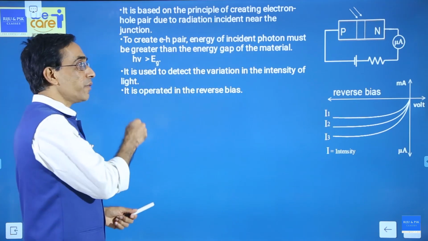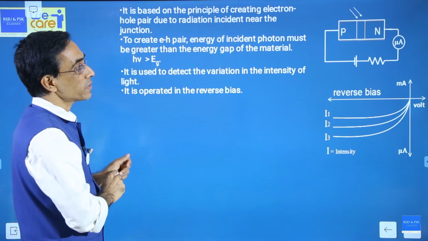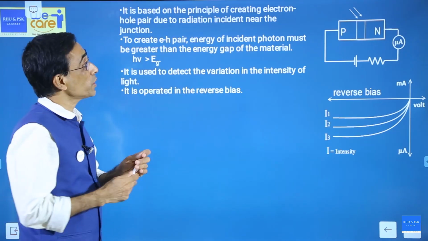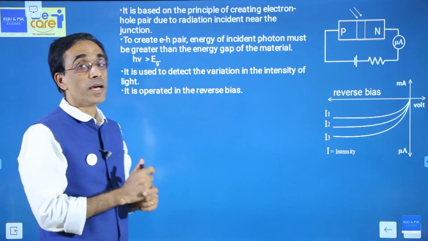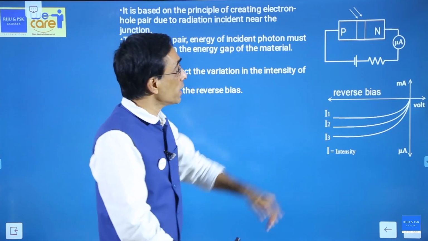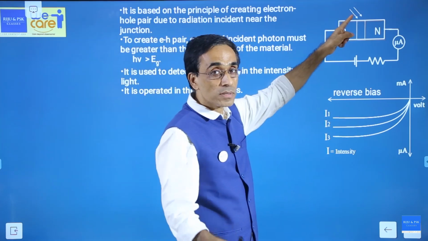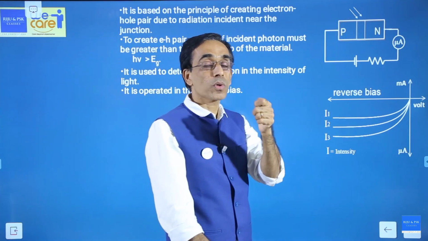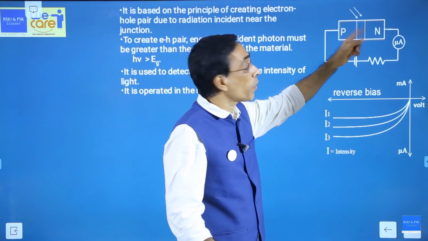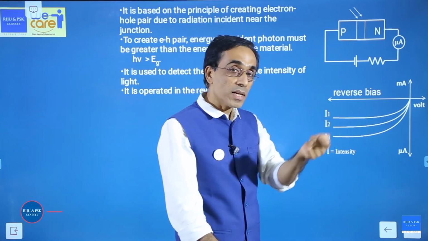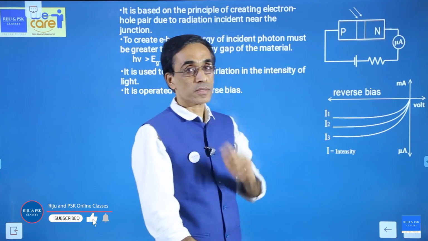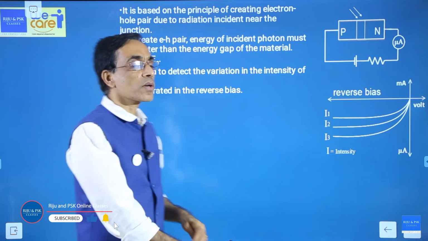So by measuring the variation in the current in the device, you can measure the variation in the intensity of light. What is the use of photodiode? It is to detect the variation in the intensity of light. How does it work? When the intensity of the light falling varies, the number of electron hole pairs will change. That will change the optical current. By measuring the variation in the optical current, we can measure the variation in the light. That's it. Okay. Why is it reverse biased?